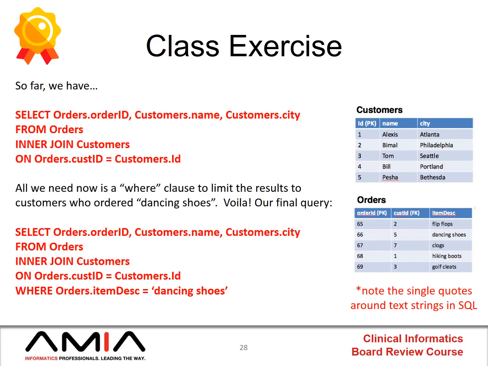In fact, here's what we have so far. And now the only thing that's missing is our where constraint, where we have to constrain the results, as was described in the question, to the orders where the item description is dancing shoes. And here's our complete query. Notice that all I added at the end was where orders.item description equals dancing shoes in single quotes. That's typical for SQL, where you need single quotes.